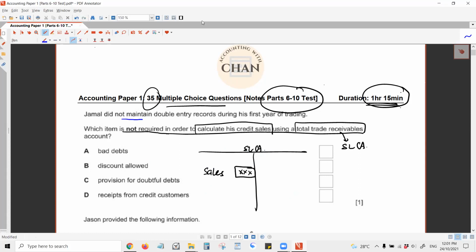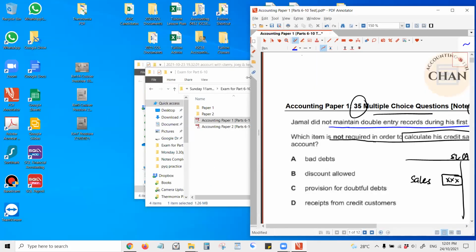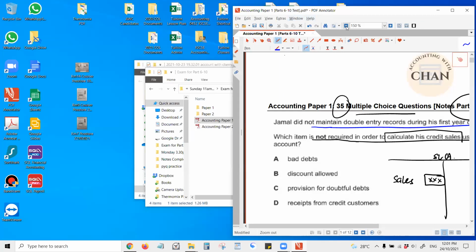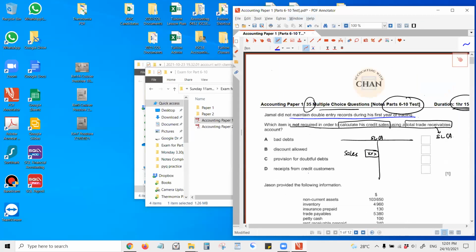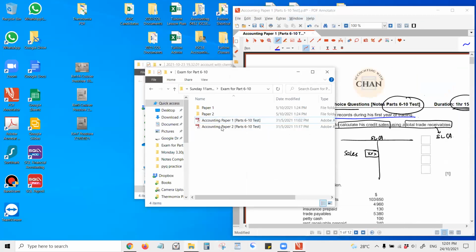Crystal, your answer is wrong. Jamil did not maintain double entry records during his first year of trading. Which item is not required to calculate his credit sales using a total trade receivables account? I show you my materials. You have this in your part 9. You learn sales ledger control account in part 9.